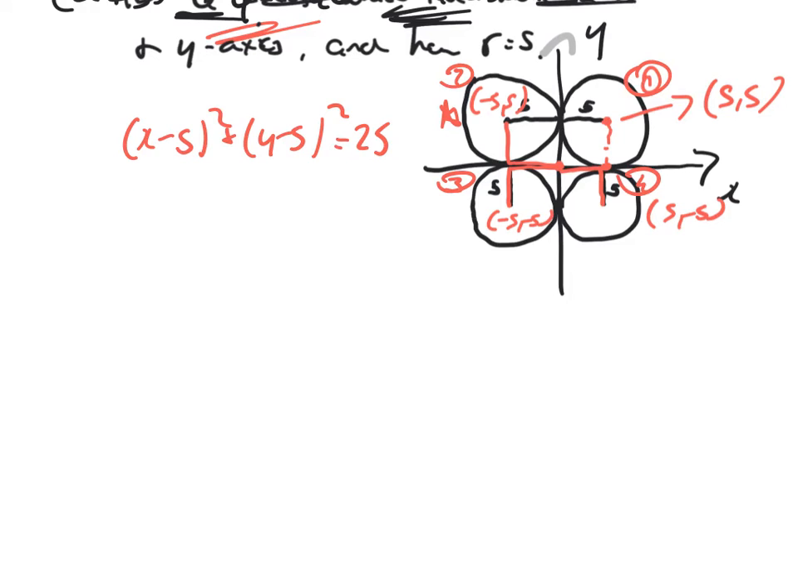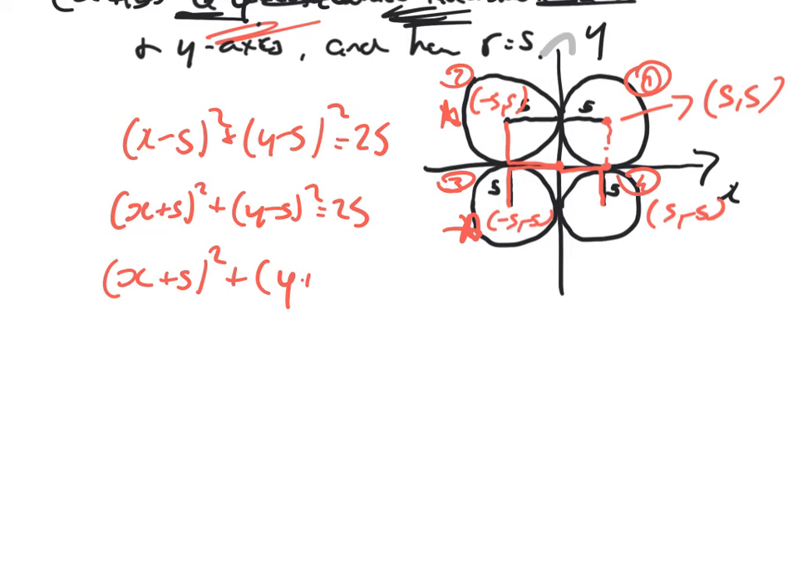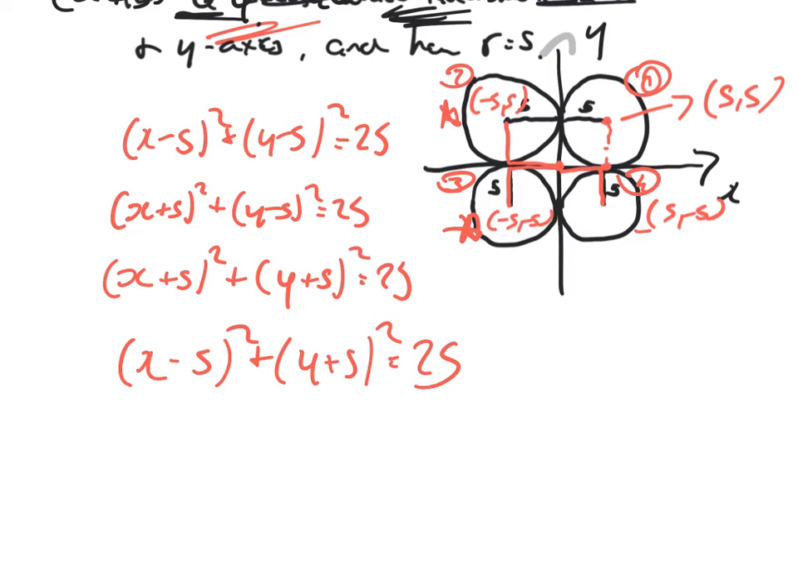The second one is going to be x minus 5, which is x plus 5 all squared, plus y minus 5 all squared is equal to 25. The third one is going to be x minus 5, which is x plus 5 all squared, plus y minus 5, which is y plus 5 all squared is equal to 25. And finally, x minus 5 all squared plus y minus 5 all squared, which is y plus 5 all squared is equal to 25 again.